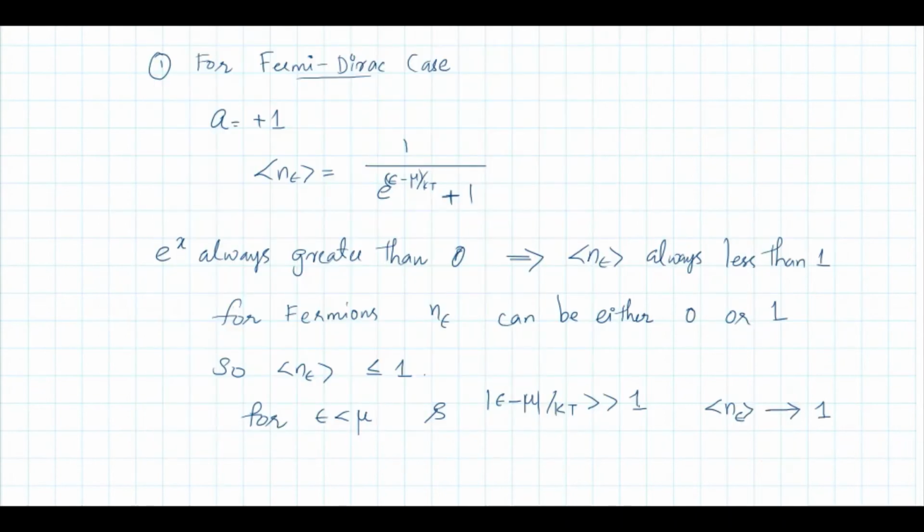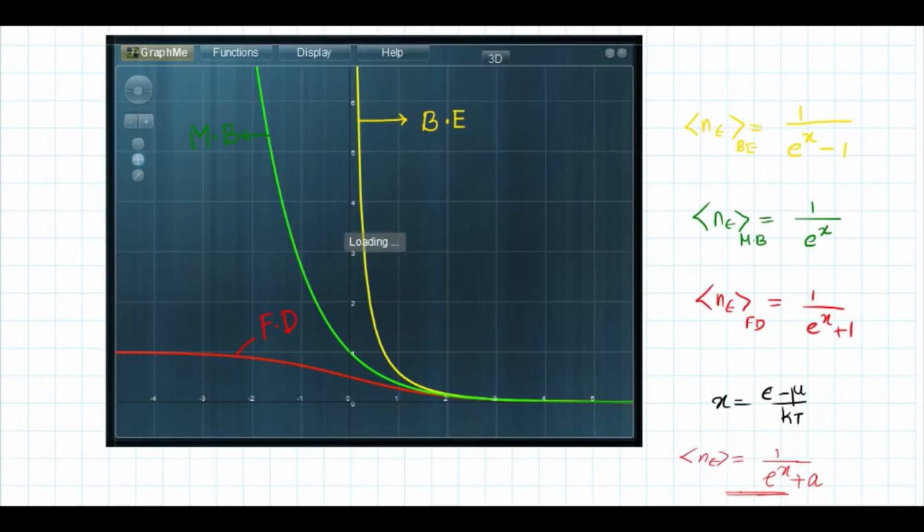Bose-Einstein case is shown in yellow. Maxwell-Boltzmann is shown in green. Fermi-Dirac is shown in red. Okay. What is the meaning of these three graphs? I will explain one by one. First one is the Fermi-Dirac case. Here a is plus 1.